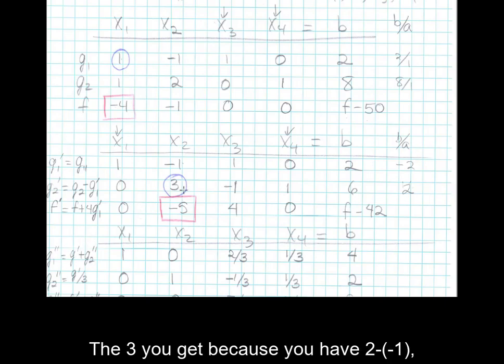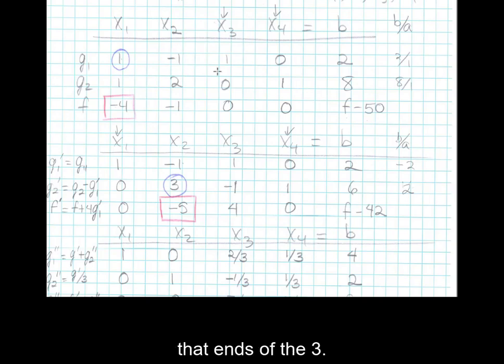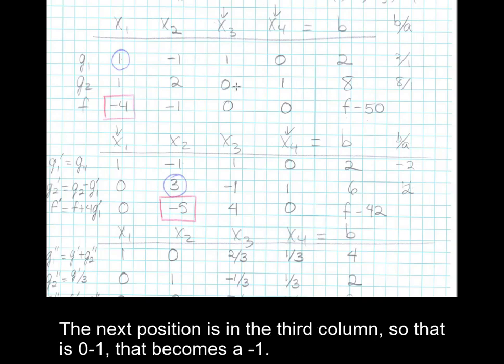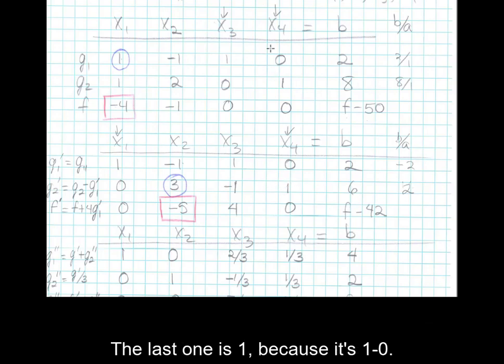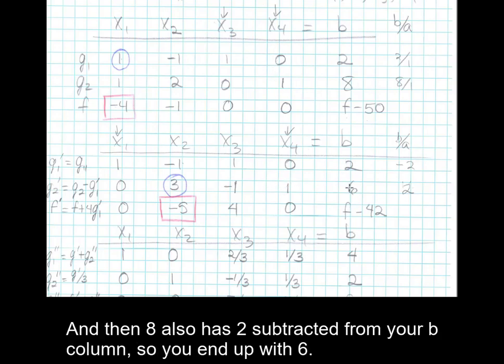The 3 you get because you have 2 minus a -1. That ends up being 3. The next position is in the third column, so that's 0 minus 1. That becomes a -1. The last one is 1 because it's 1 minus 0. And then 8 also has 2 subtracted from it in your B column, so you end up with 6.